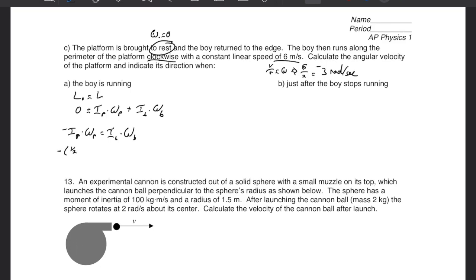So I've got negative 1/2 mr squared, or 1/2 40 times 2 squared, close parentheses, times omega, which we're looking for, is equal to the I of the child, which would be mr squared. Mass of the child is 60, times 2 squared, because he's on the outside edge, times -3, because that is his velocity. He's moving at -3 radians per second.